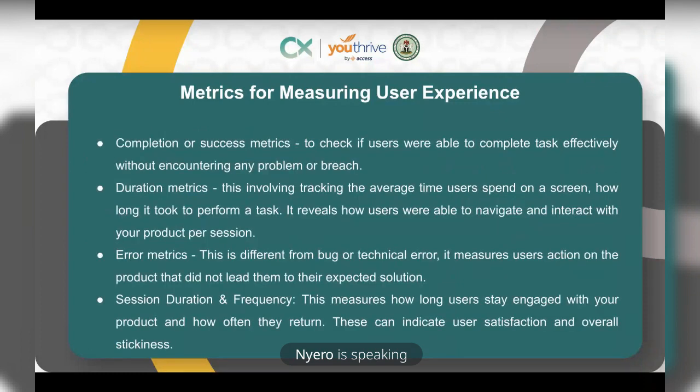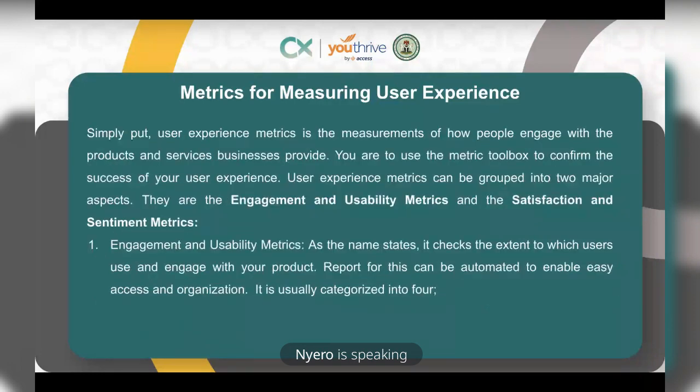Completion or success metrics check if your users were able to complete tasks effectively without encountering any problem or breach. A completion metric might be, let's say your KYC process involves a tiered approach, which means you have 3 tiers that your users have to complete for their KYC to be complete on your product, right? When you look at your analytics board, you are now able to monitor, okay, what is the completion rate for our tiered KYC process. There's also duration metrics. And remember, this is under engagement and usability metrics.